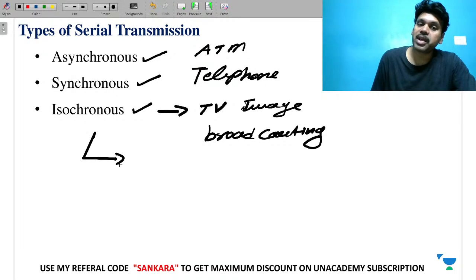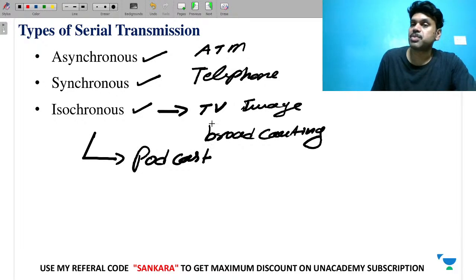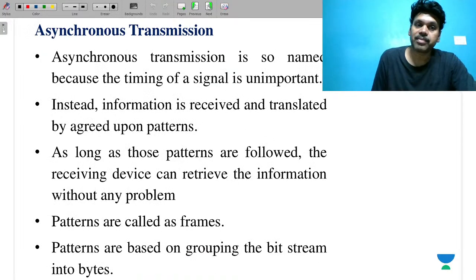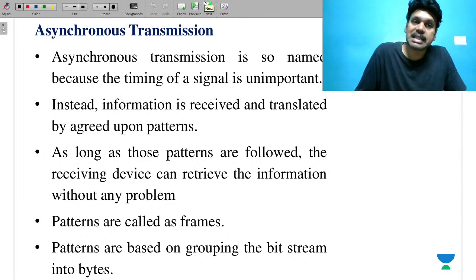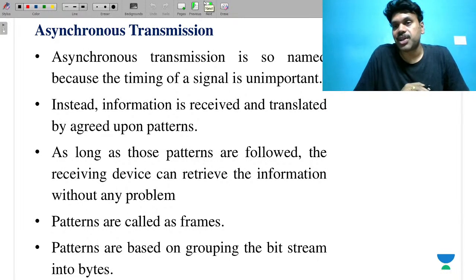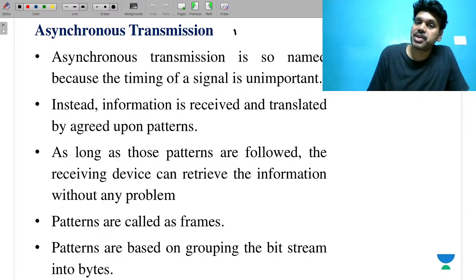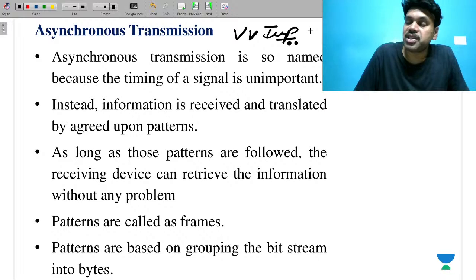So when I am talking about this, it is the concept of asynchronous. Now let us see what is asynchronous transmission. Asynchronous transmission is very important as far as competitive examinations are concerned. We will not provide any kind of synchronization statements while transmitting your data.